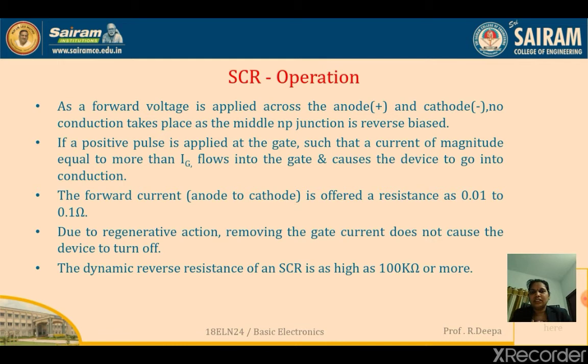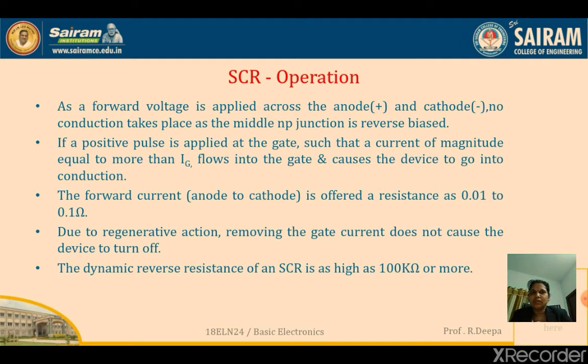So let us analyze the operation of SCR. Whenever I apply a forward voltage across the anode and cathode, that is, forward biasing the SCR, the P-type material of the anode is connected to the positive of the battery, and the bottom N-type material, that is the cathode, is connected to the negative of the battery.